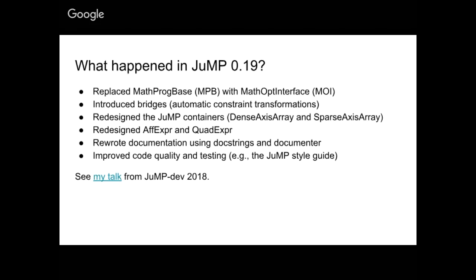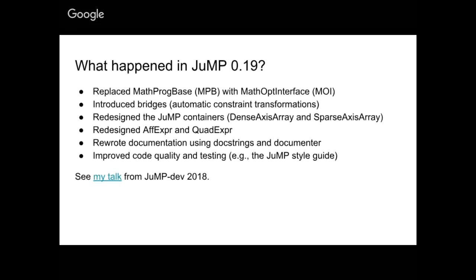We had all of the solver wrappers needed to be rewritten because they now had a new way to interact with JuMP. That was a pretty substantial project. So that's the most substantial part of the release. We introduced bridges, which are automatic constraint transformations.